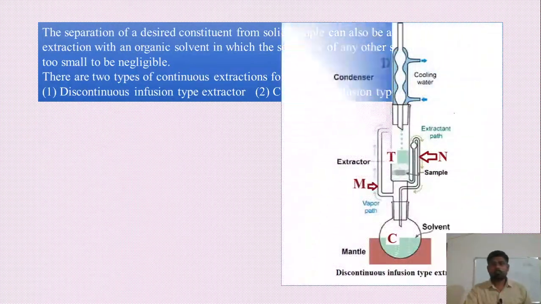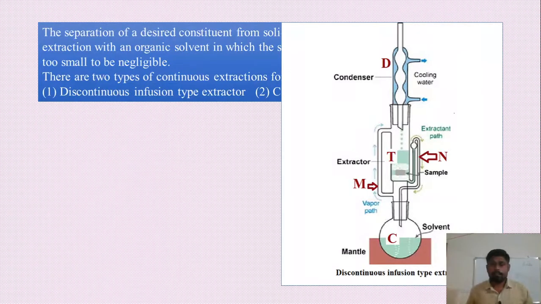The first diagram here is a discontinuous infusion type extractor. Here some symbols are there. D is a reflux condenser, T is a thimble, N is a siphon tube, M is a tube, and C is your round bottom flask. We will check them one by one.